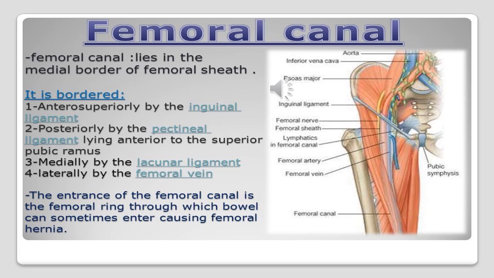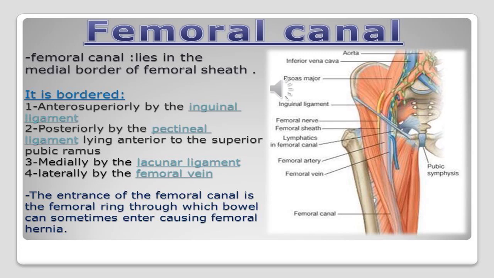The femoral canal is conical in shape. It is in the shape of a cone, with a broadened upper end and a narrow lower end. It is bounded anterosuperiorly by the inguinal ligament. It is bounded medially by the lacunar ligament, and laterally it has a septum which contains the femoral vein.